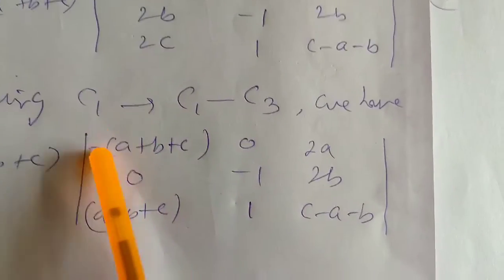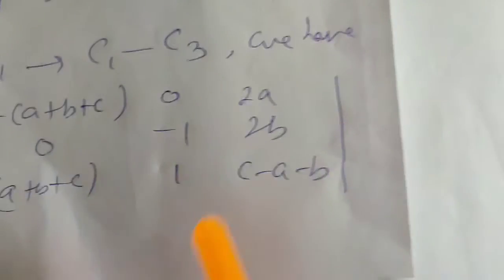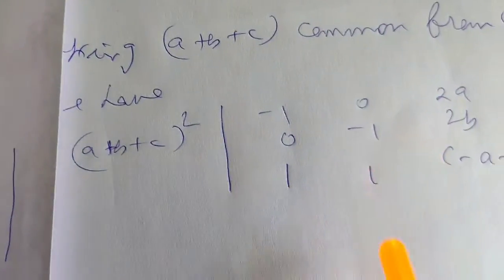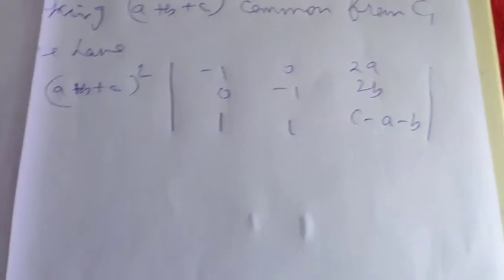Then here will remain only minus 1, 0 and 1. That is what you can see here. Minus 1, 0 and 1. And column 2 and column 3 intact. 0 minus 1, 1. 2a, 2b, c minus a minus b. So this is what we have got.